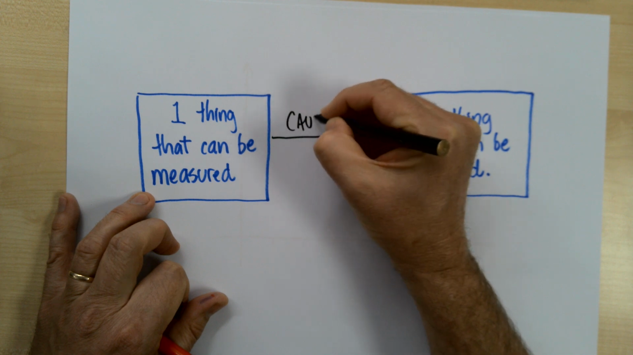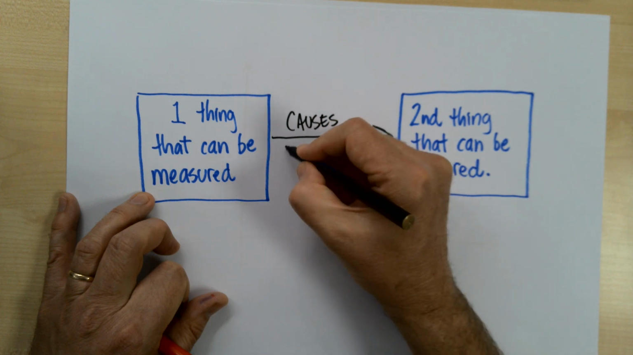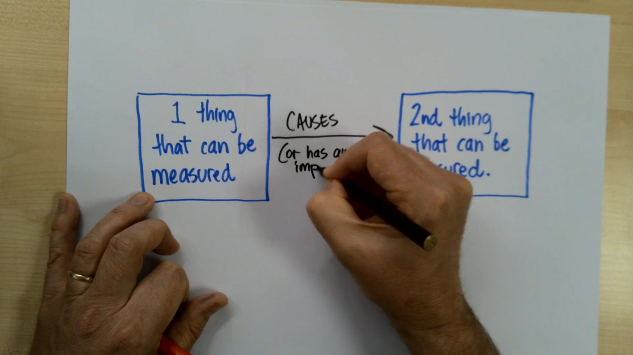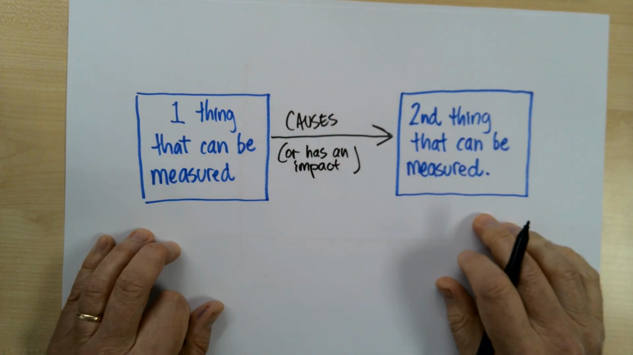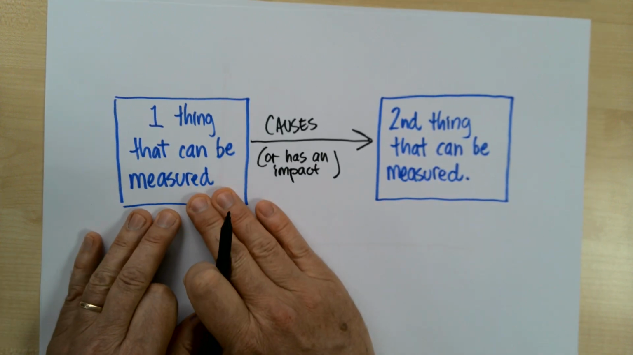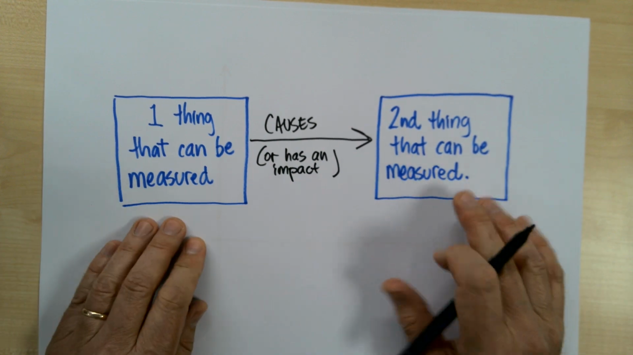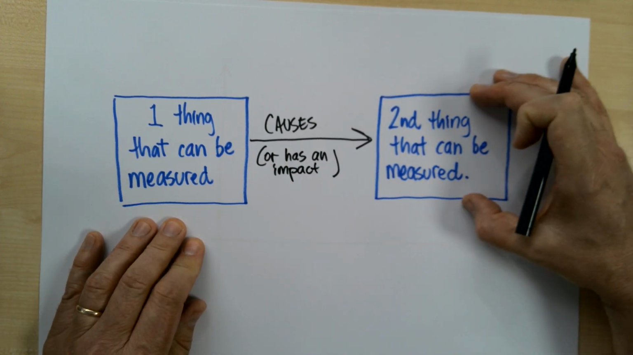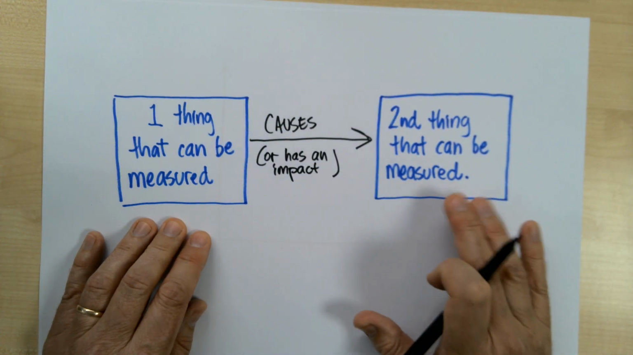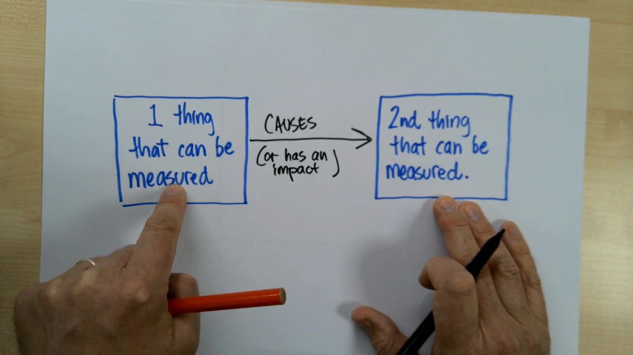This thing here either causes that one, or it has an impact on it. If it doesn't cause it, it changes it somehow. So you can measure these two things, but this one either causes that or changes it somehow. To put it another way, what you measure here depends on this one. This one gets determined by this one.